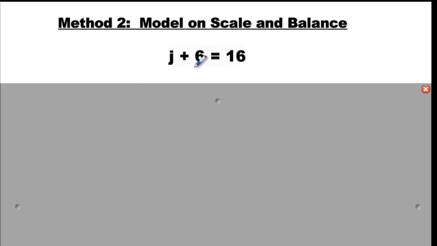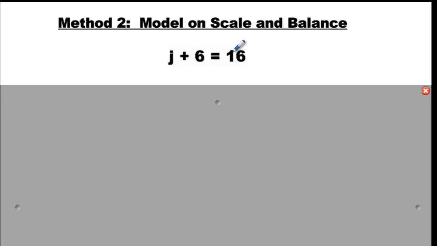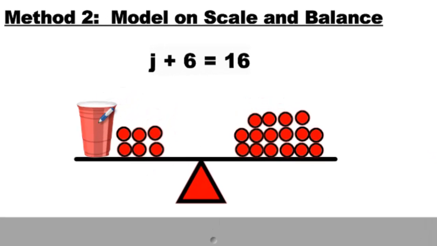Let's skip to method 2. Model on a scale and balance. We have J plus 6 equals 16. A mystery number, we can use a cup for that. We can put the mystery number inside the cup. We have a mystery amount. We don't know what it is. We can call it J instead of a question mark. We'll put a J. And we have 6 more, and on the other side we have 16.